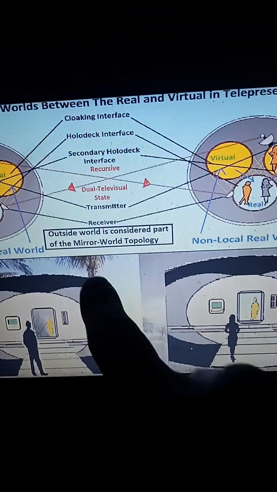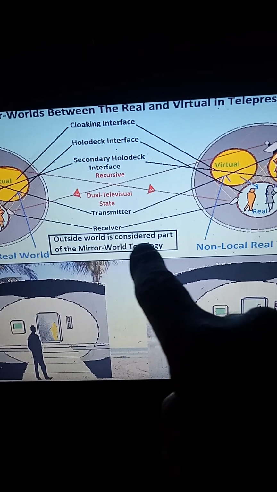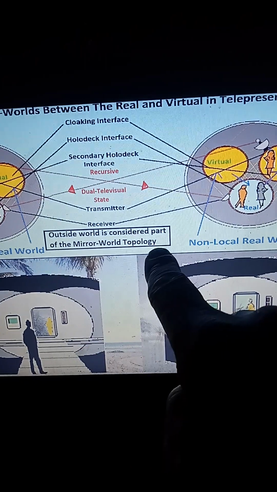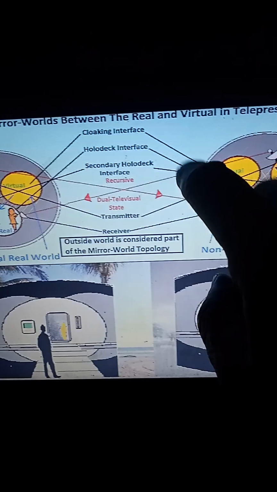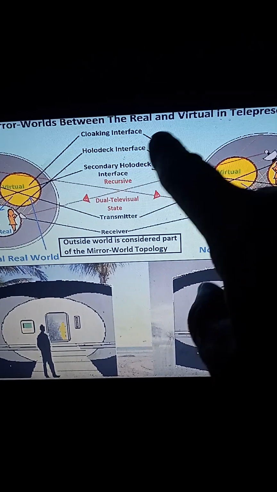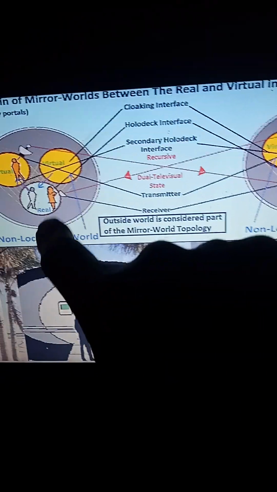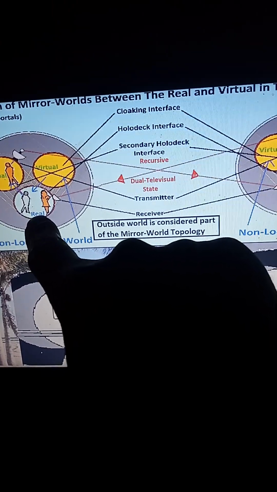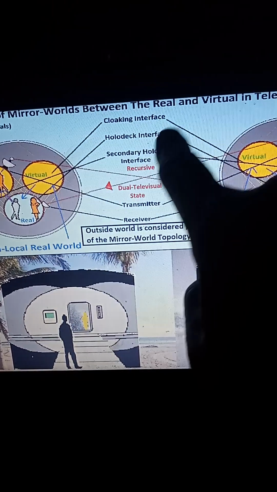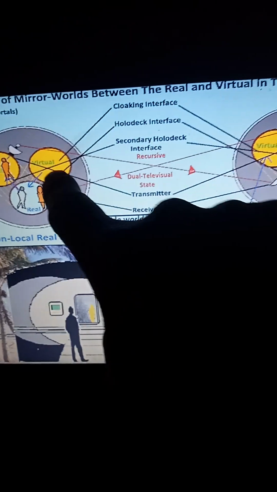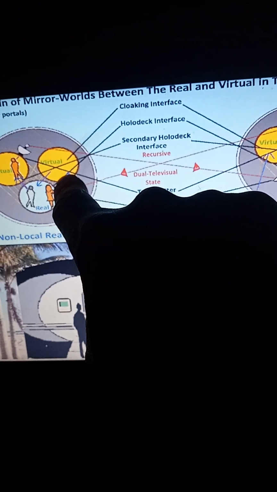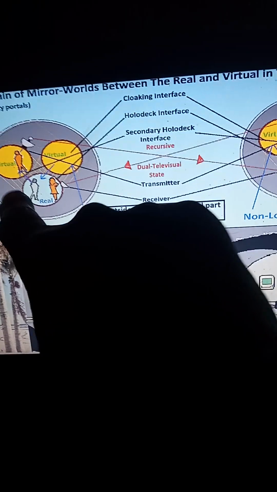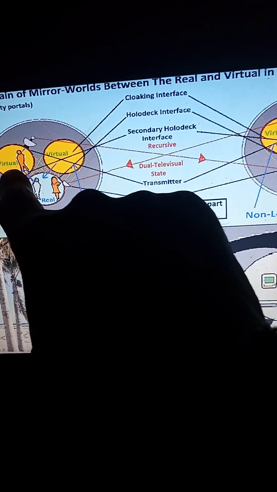It starts at the outside world. The outside world is considered part of the mirror world topology. It consists of the real world. That's the same reason these real holodecks are colored blue, because they're part of the real world. And these yellow ones are considered virtual. This is a cloaking interface. This is the real holodeck. This is the virtual holodeck.